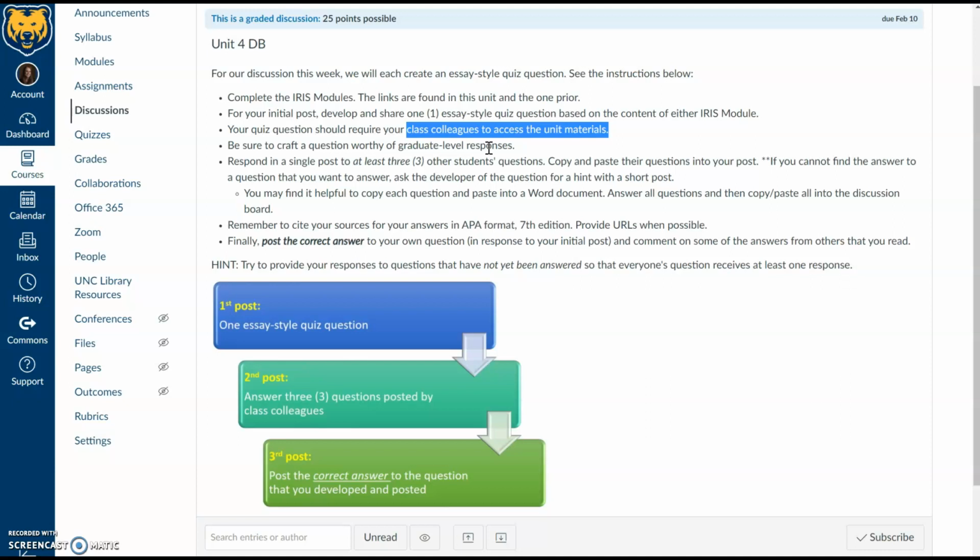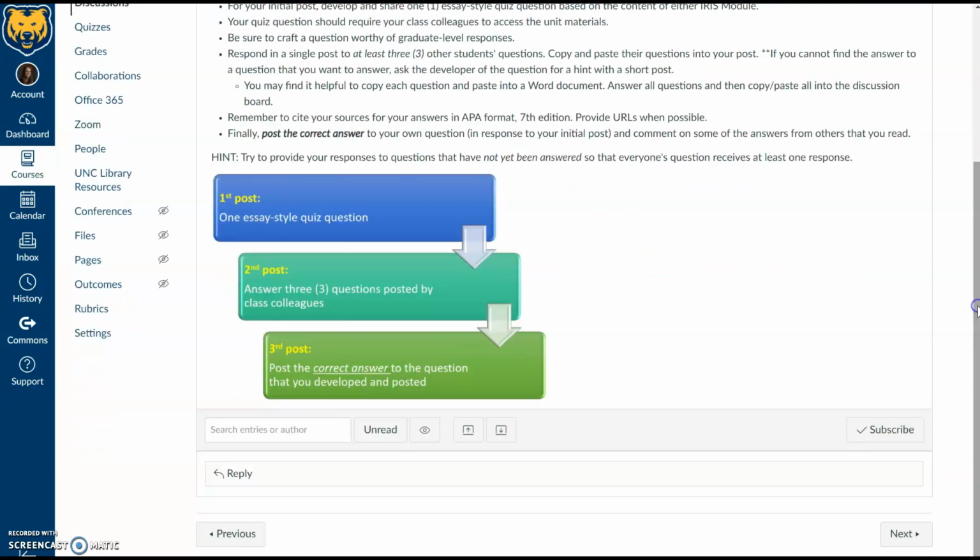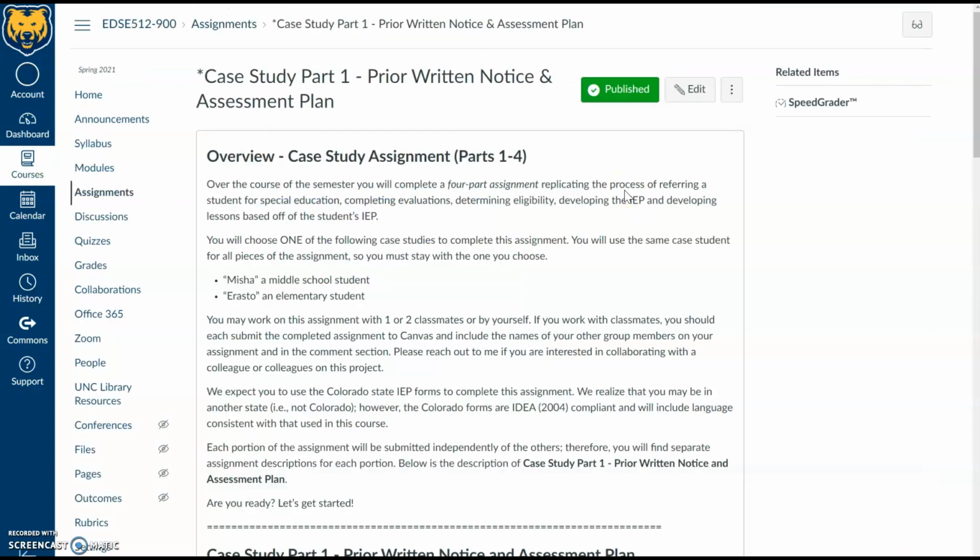And then for your third post, you will answer your own question. Oh, and also be sure to cite those sources in 7th edition APA format to avoid any plagiarism concern. And then for your post regarding your own question, you're going to give an answer the way that you would best answer your question. And you also have the opportunity to comment on some of the responses that other people gave to your question. Talk about any similarities or differences and your reflections on what they had to say. It's also valuable to respond to questions that have not been answered, because we all know it doesn't feel very pleasant if nobody answers your question. So keep that in mind.